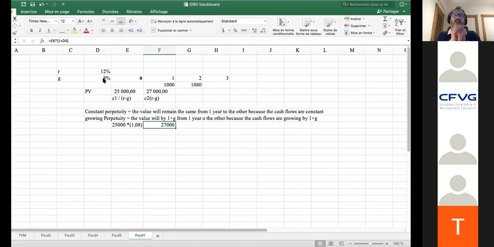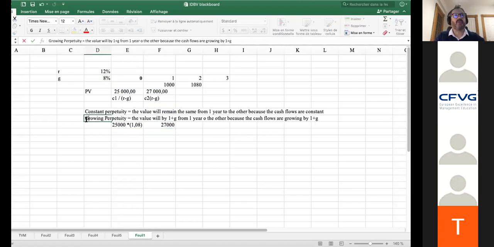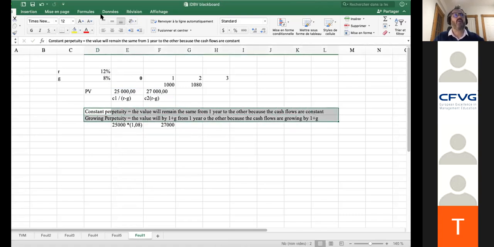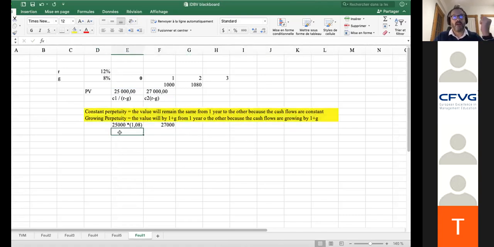Okay, so please keep in mind, and this is what I wanted to show you with exercise number 8, this is what is important for you to remember. The difference between the constant perpetuity. The constant perpetuity is always the same amount of money every year. So it's not going to change. The present value of it will always be the same, after the yearly payment.